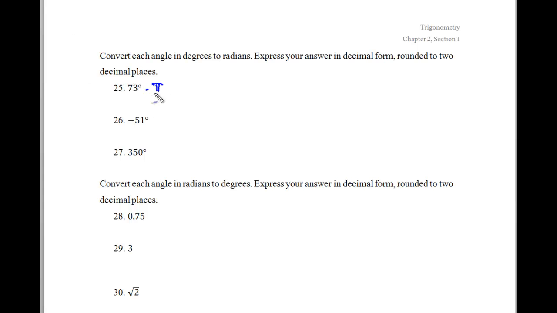So like we did in the previous video, we're going to multiply by pi over 180, but we will do some approximation. 73 degrees, or 73 times pi divided by 180, gives you an approximation of 1.27, or 127 hundredths of a radian. Now if we do the same thing here, multiply by pi over 180, we get an approximation of negative 0.89 radians.